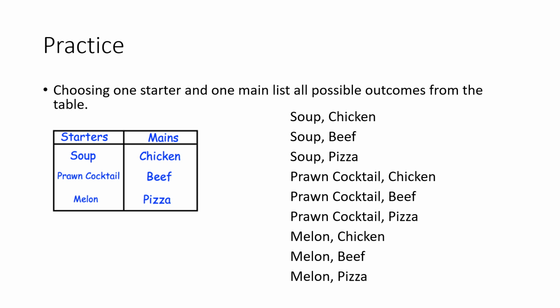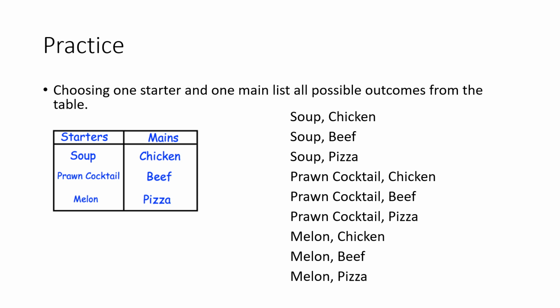So what should we have got? Well, you should have had soup with chicken, soup with beef, soup with pizza. Then you could have prawn cocktail with chicken, prawn cocktail with beef, prawn cocktail with pizza. Or finally, you could have had melon and chicken, melon and beef, and melon and pizza.